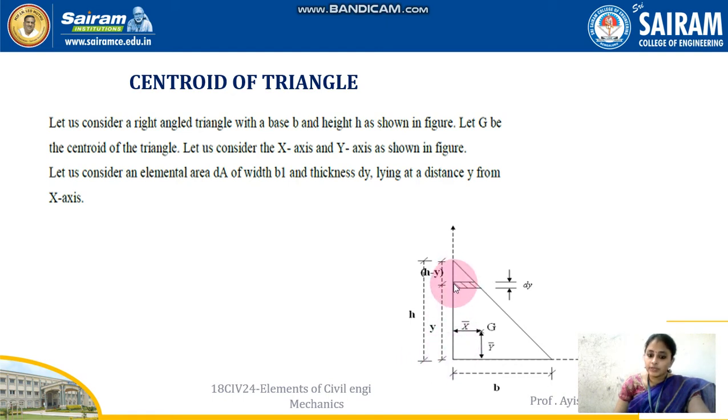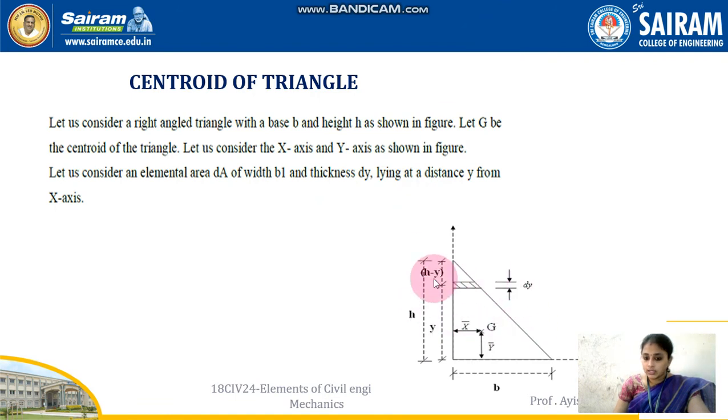Okay, so automatically the remaining portion will become h minus y, because we knew the height of the triangle as h and the distance from the base axis to the location of the elemental strip is y. So the remaining distance will become h minus y. Are you clear with this figure? I already explained a lot about this figure. Again, I shall give an overview of this figure.